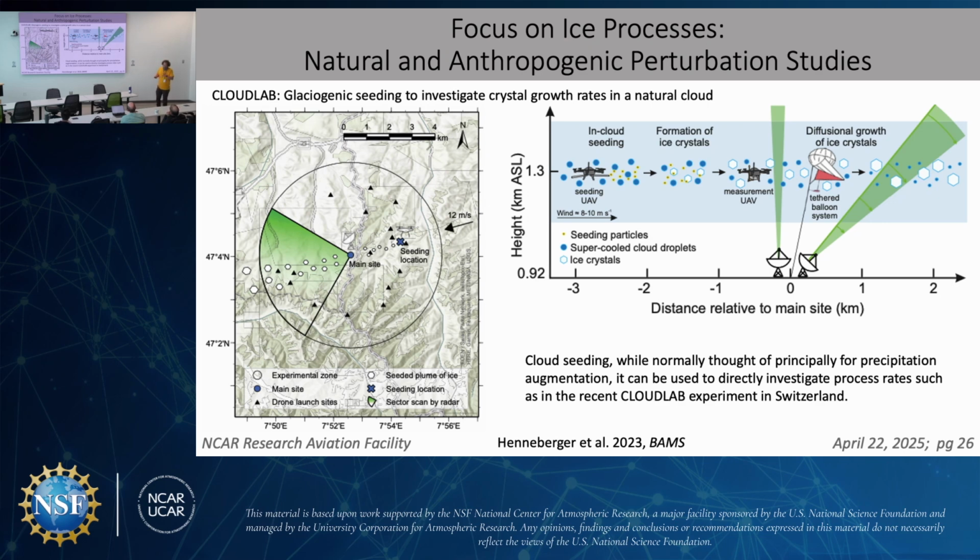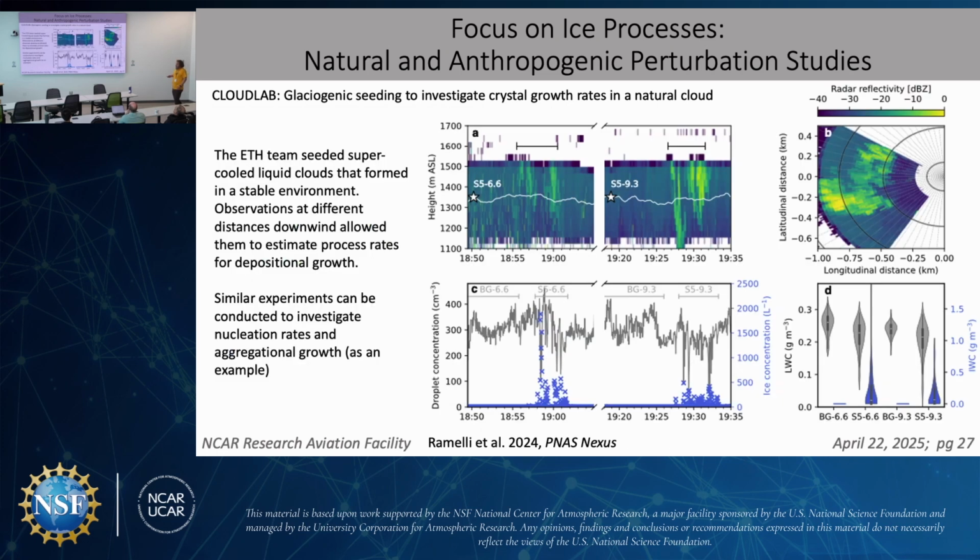And they move on the upwind side. They utilize a small drone to release silver iodide and allow those silver iodide particles to drift downwind over their ground-based site, where they have a tethered balloon that can make measurements in cloud, and also have a ground-based radar where they can measure characteristics of the cloud. And based on the length of time that it takes for the silver iodide, the seeded region, to advect, they can back out process rates, growth rates of ice crystals, nucleation rates, etc.